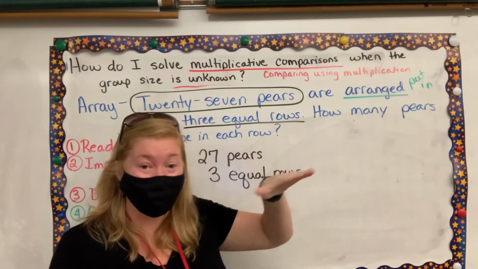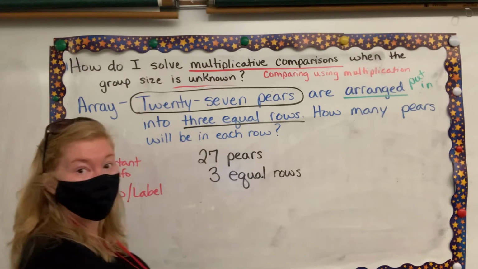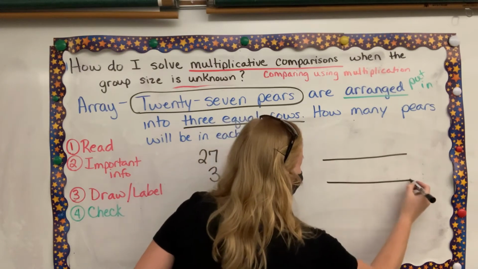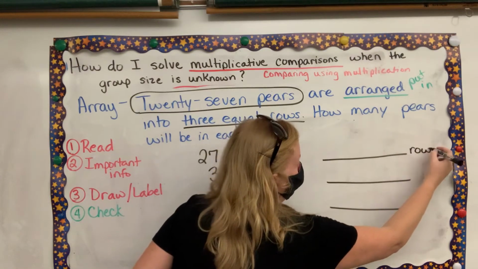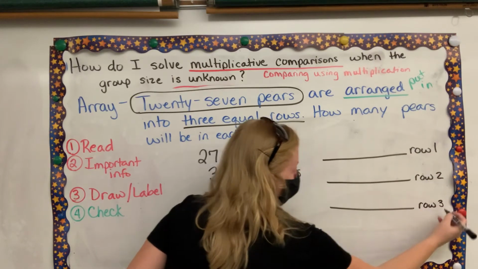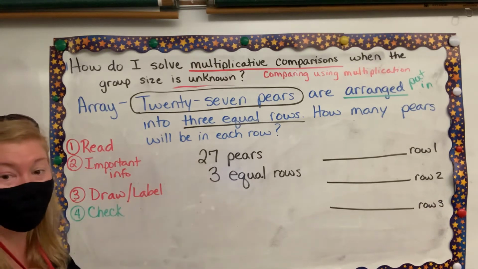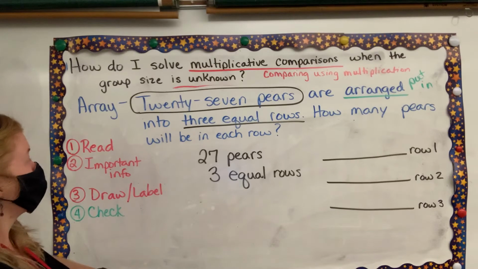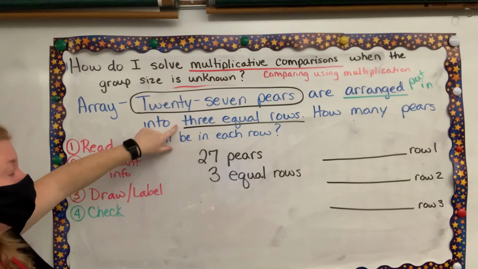When I read things that tell me how many rows or how many columns I have, I like to go ahead and put my lines. So I have row 1, row 2, row 3. And I can even put a label there if I need to. I'm doing what it says because this helps me solve this problem if my brain doesn't automatically know the answer.